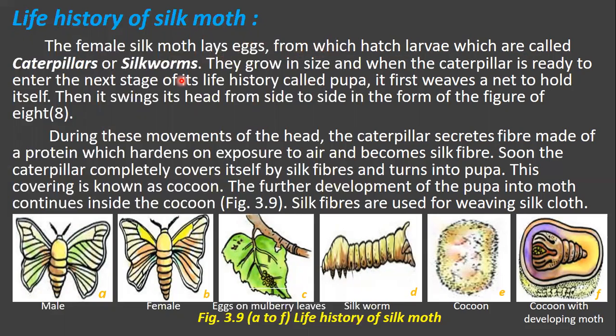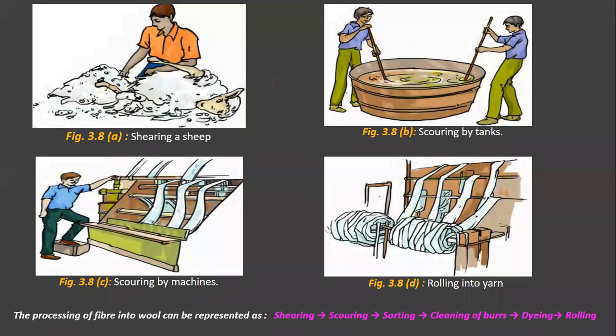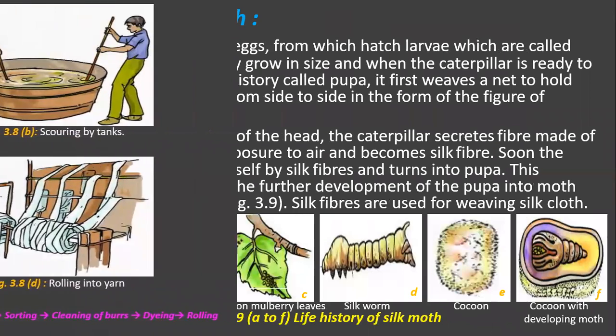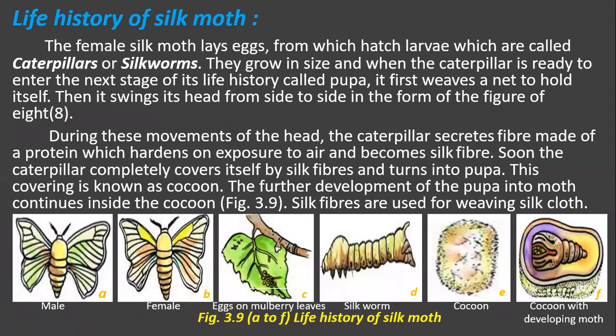Larvae means the newly hatched worm-like form, children, and we call it a caterpillar or a silkworm. They grow in size, and when the caterpillar is ready to enter the next stage of its life history called pupa, it first weaves a net to hold itself.